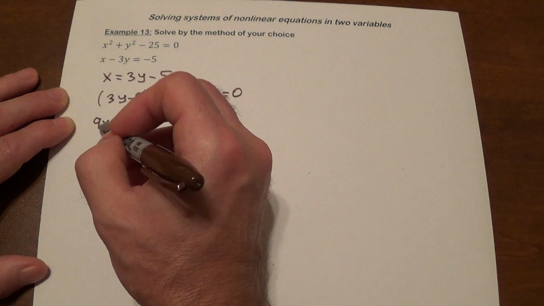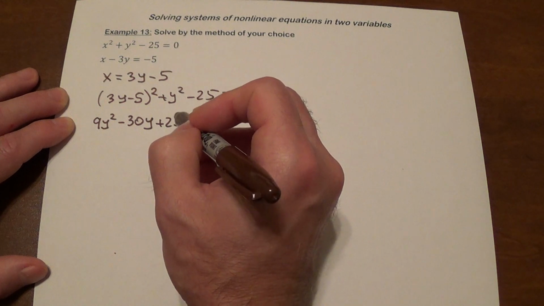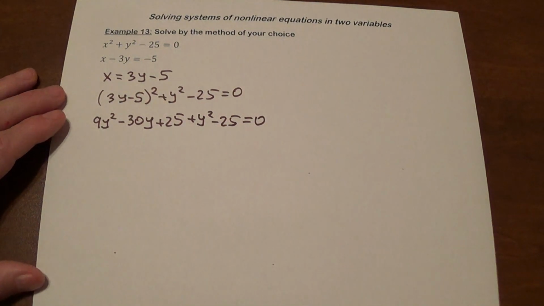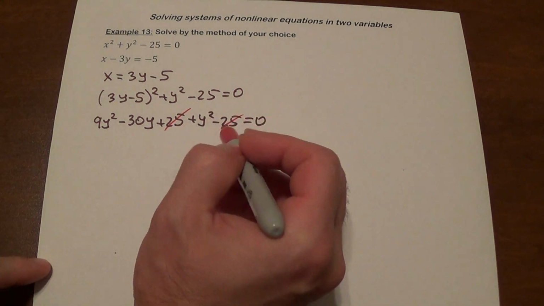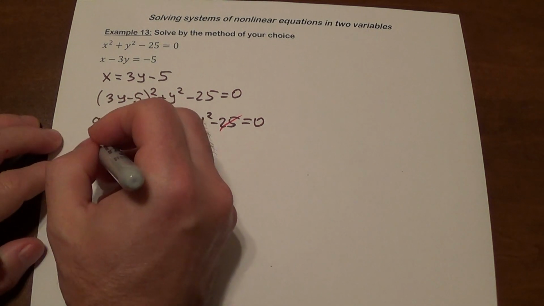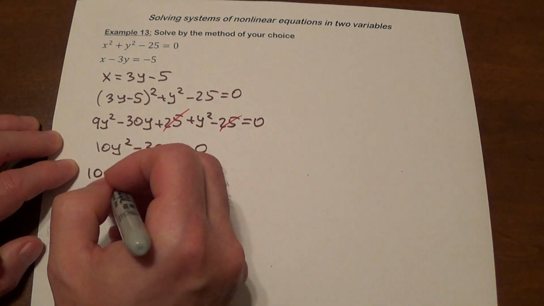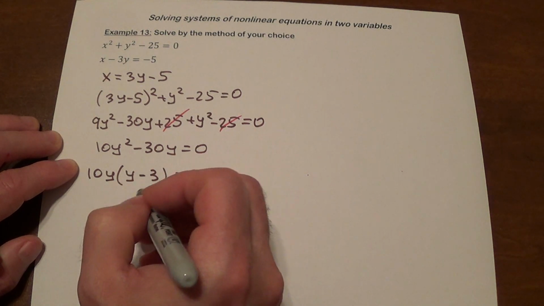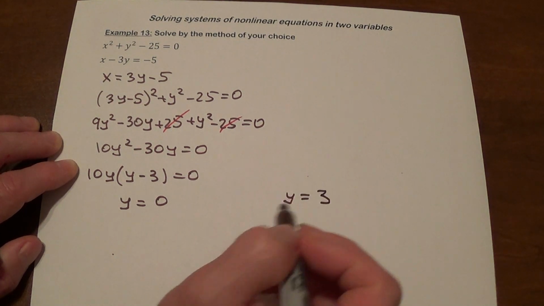Expand. This is 9y squared minus 30y plus 25 plus y squared minus 25 equals 0. You can see that 25 and 25 are going to cancel. Let's get rid of that and simplify what we have left. So we're going to have 10y squared minus 30y equals 0. If I factor out 10y, I get y minus 3 equals 0. So we're going to have y equals 0 or y equals 3.